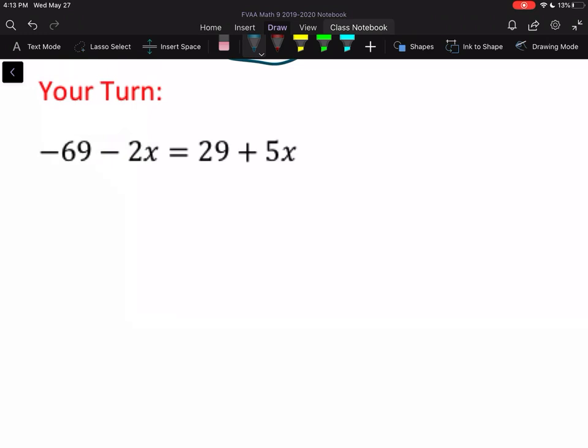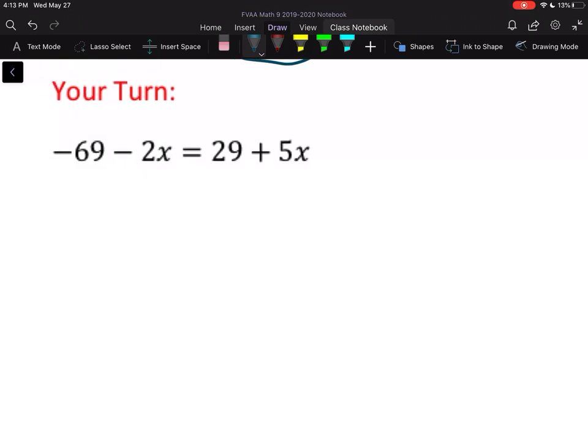Let's dive in here. Okay, so I have negative 69 minus 2x equals 29 plus 5x. So I want all my x variables on the same side. And 5x is greater than negative 2x. So I'm going to bring my variables to the right. So I'm going to do that because it's minus 2x, I'm going to add 2x to both sides, plus 2x, plus 2x. Okay? Minus 2x plus 2x is equal to 0, so they cancel out.